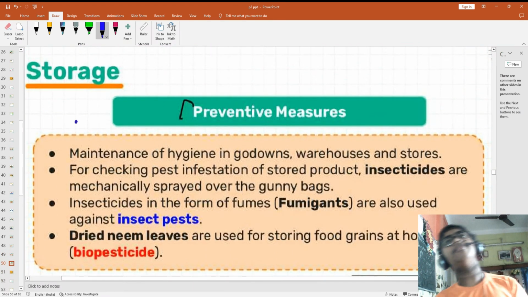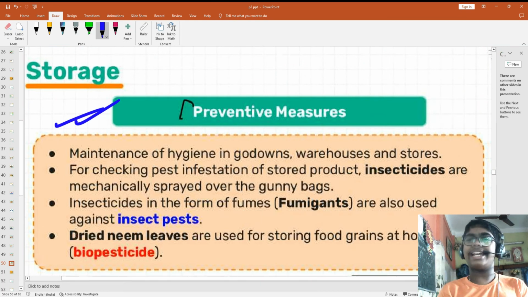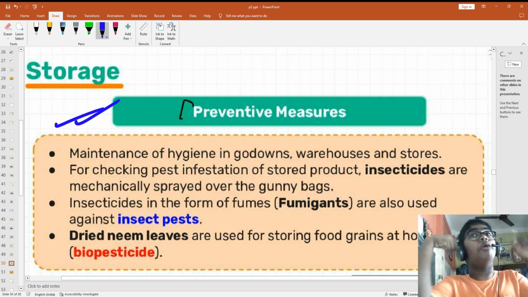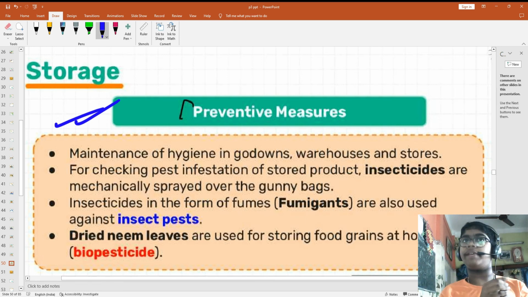देखिए, preventive measures: अगर ये नष्ट हो गया, अगर insects attack कर गए, अगर fungi attack कर दिया, अगर microorganisms attack कर दिए तो तब क्या होगा? So we have to prevent, मतलब तब के लिए भी हम लोग prepare रहेंगे. So hygiene हमें maintain करना है, godowns, warehouses, stores में, silos में, जहां store कर रहे हैं.